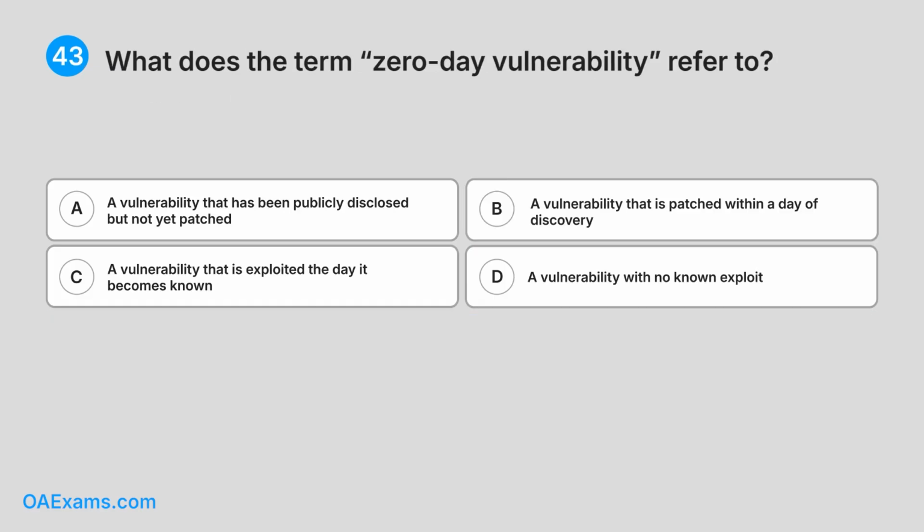43. What does the term zero-day vulnerability refer to? A. A vulnerability that has been publicly disclosed but not yet patched. B. A vulnerability that is patched within a day of discovery. C. A vulnerability that is exploited the day it becomes known. D. A vulnerability with no known exploit. Can you guess the answer?